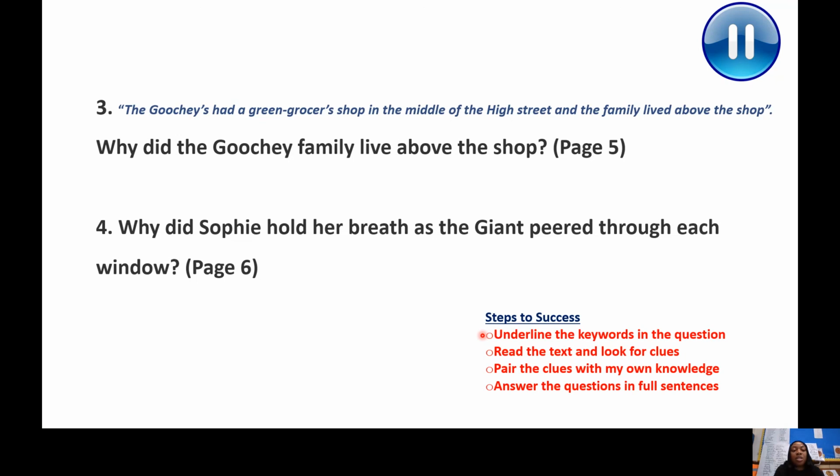Question 3, it says the Gucci's had a greengrocer's shop in the middle of the high street and the family lived above the shop. Why did the Gucci family live above the shop? You can find the answer to this question on page 5. Question number 4, why did Sophie hold her breath as the giant peered through each window? Pause the video so you can answer those questions.